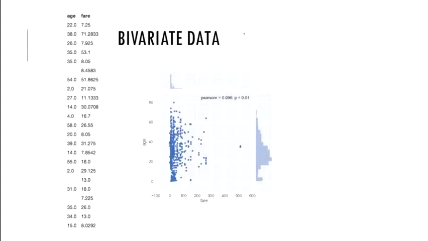Then you can have bivariate data, when you've got at least two factors, and these two factors or features are being plotted in this graph over here. So on one axis or one column, I've got one feature, and on the other axis, I've got the other feature. I've got fare over here and age over here.